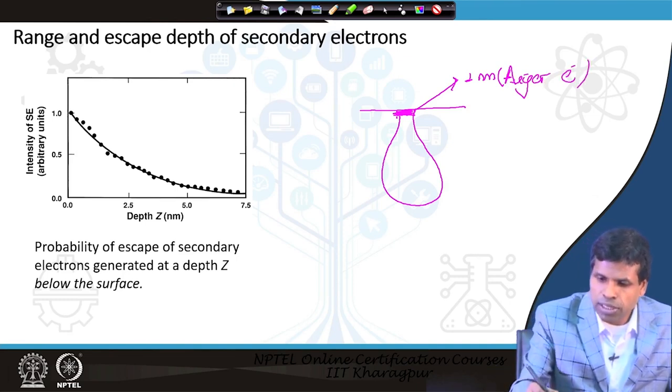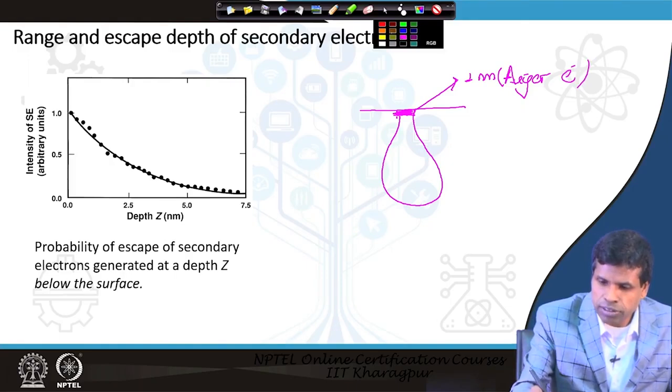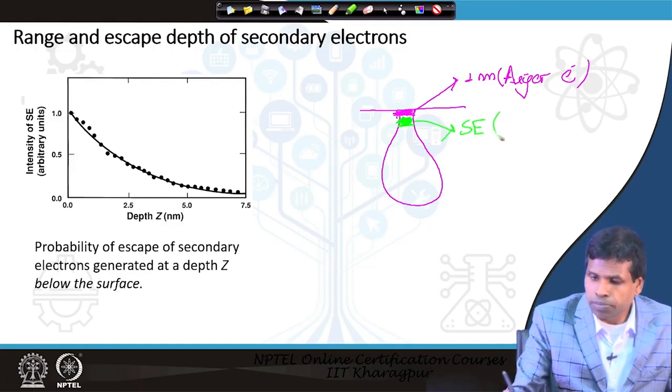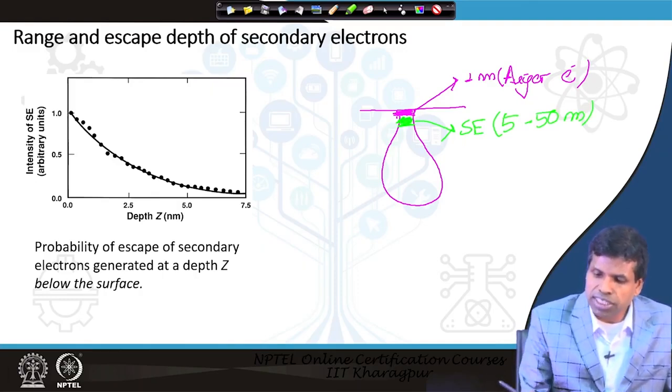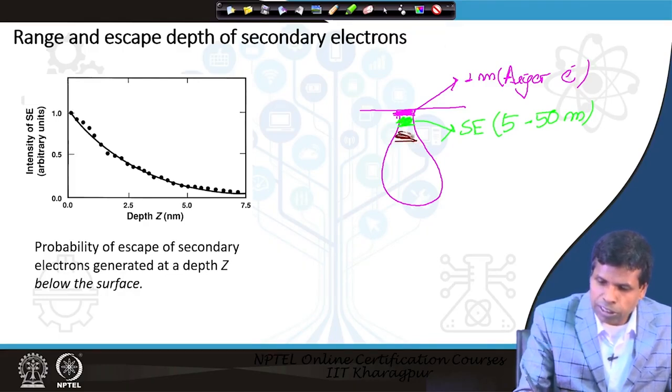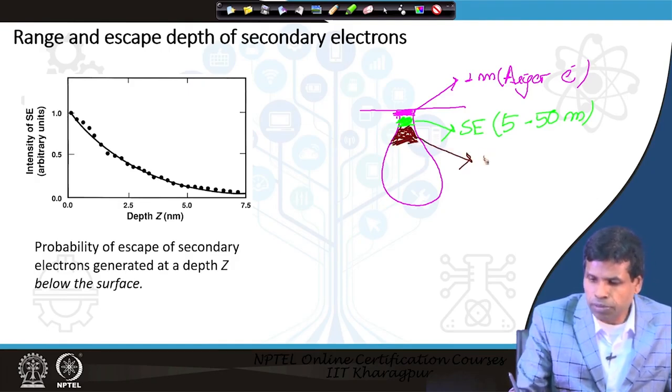Below it, let us say, is the secondary electron region, which is in the range of 5 to 50 nanometer. From the surface, in the depth of 5 to 50 nanometer, mostly secondary electrons are generated. Then below that, this region is where we have backscattered electrons.